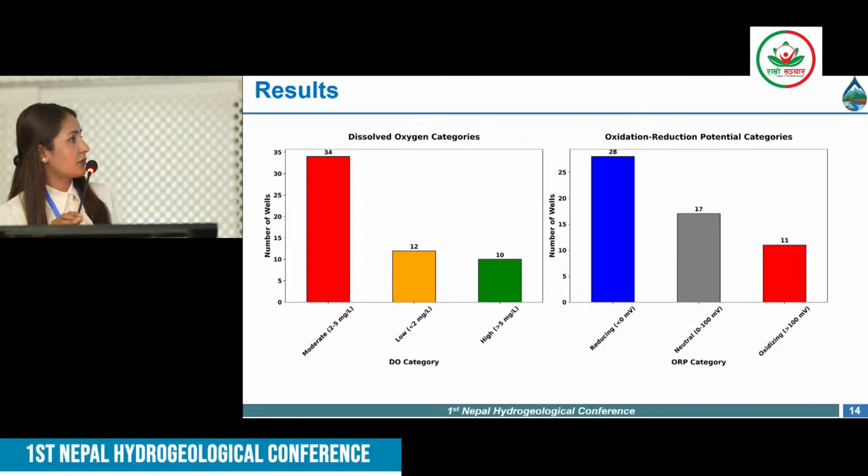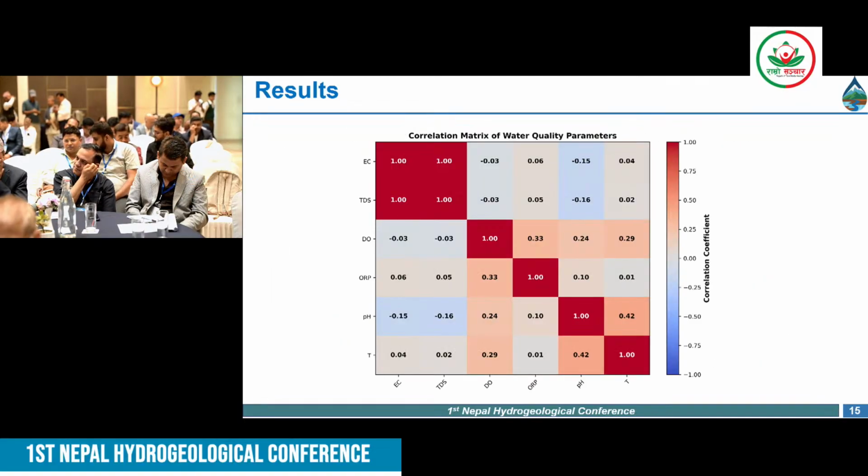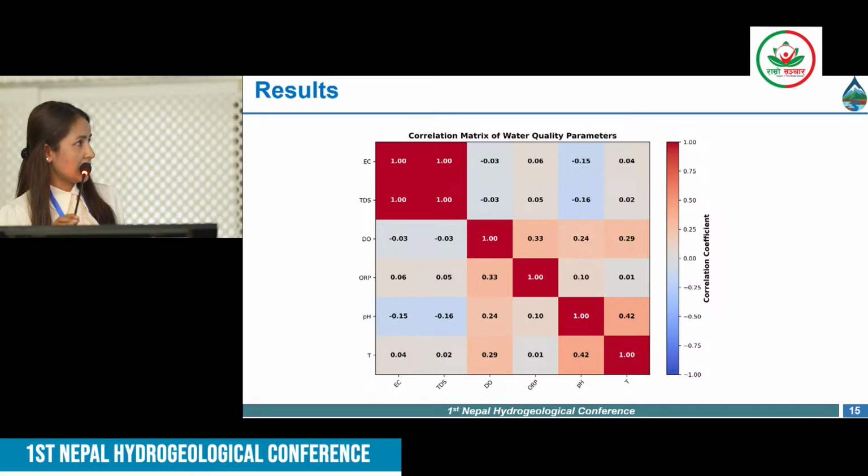Similarly, the comparison of DO and ORP on the basis of highest and lowest values in the study area. So basically, DO and ORP are not related with each other. It shows variation on positive as well as negative sides. The figure represents the overall correlation of 5 parameters in the study area, where TDS and EC are highly correlated. Other parameters don't have significant correlation with each other.